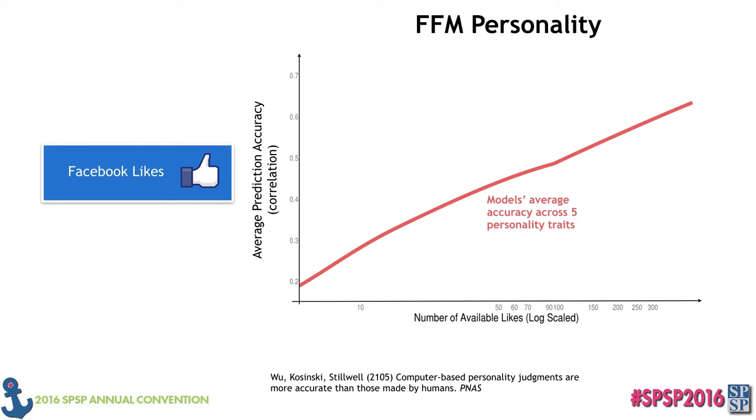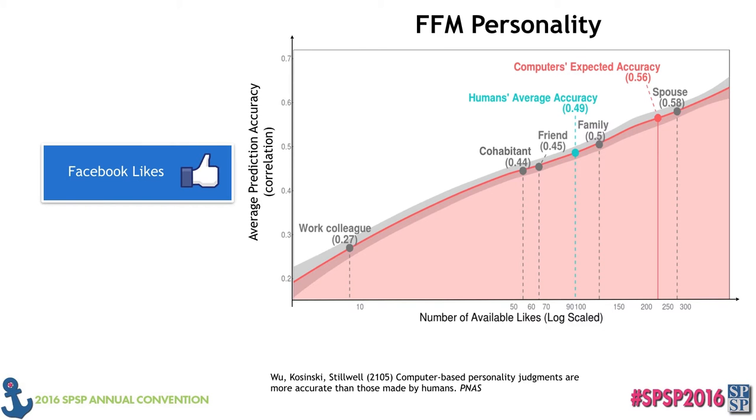Here, what I'm showing you is the accuracy of the model predicting personality. You can see that the more likes we have, so the more digital footprints we can record, the higher the accuracy of the model predicting personality. And in our recent study from 2015, written together with David Stillwell and Youyou Wu, we showed that computer-based predictions of your personality are actually more accurate than predictions made by your coworkers, family members, and even spouses. You can see here that a computer needs 300 likes, and now most of you would have much more than that on your profile, to be able to judge your personality with an accuracy higher than can be achieved by your spouse.